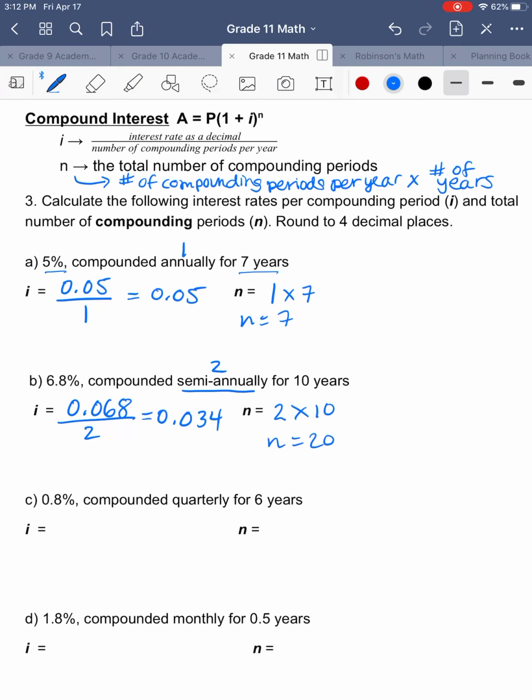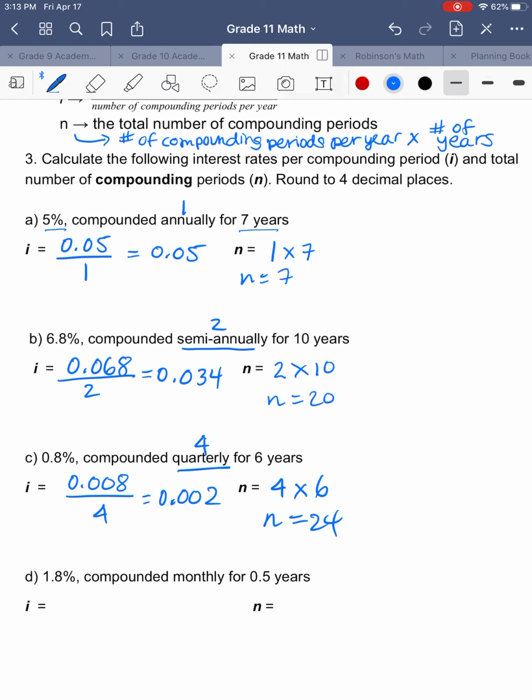Part C, we have 0.8% compounded quarterly for 6 years. So we have to divide 0.8 by 100. That's going to give us 0.008, and that is going to then be divided by 4 because quarterly means 4 times per year. And we can simplify that down to 0.002. Now for the total number of compounding periods, we have the number of times per year it is compounded, which is 4, times the number of years, which is 6. So N is equal to 24.